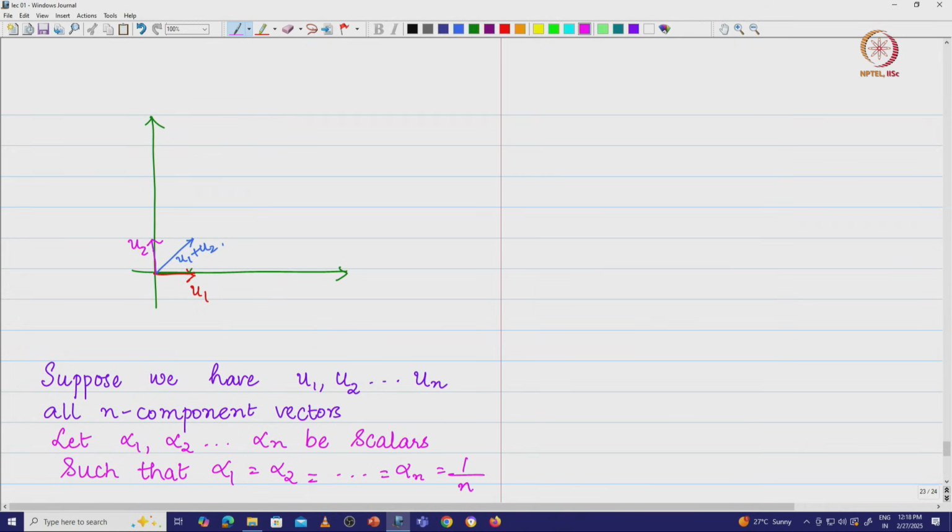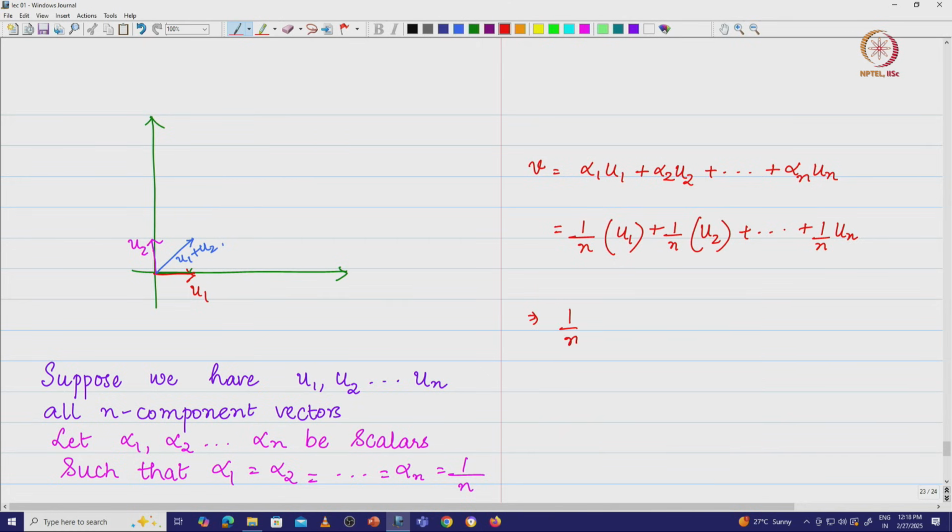by n. We have 1 by n, in which case I am going to look at this vector V, which is going to be expressed as alpha 1 u 1 plus alpha 2 u 2 plus etcetera plus alpha n u n, which is nothing but 1 by n into u 1 plus 1 by n into u 2 plus etcetera plus 1 by n into u n, which is nothing but 1 by n into u 1 plus u 2 plus etcetera plus u n.